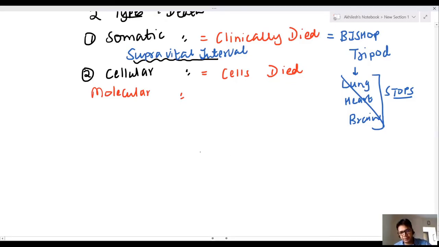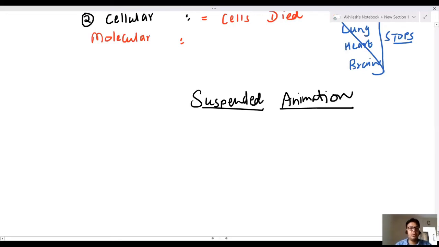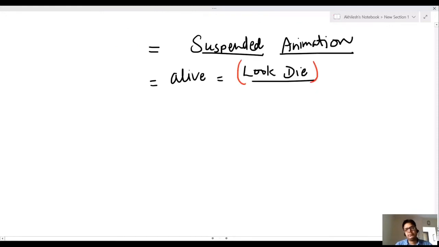Now, observe, sometimes you are in suspended animation. Sir, what is the meaning of suspended animation? Actually, you are alive, but you look dead. This condition is known as suspended animation because of decreased metabolic activity. You are alive. What are the examples? A, B, C, D, E. A for after anesthesia, prolonged anesthesia. After prolonged anesthesia, you sometimes look like a dead person.